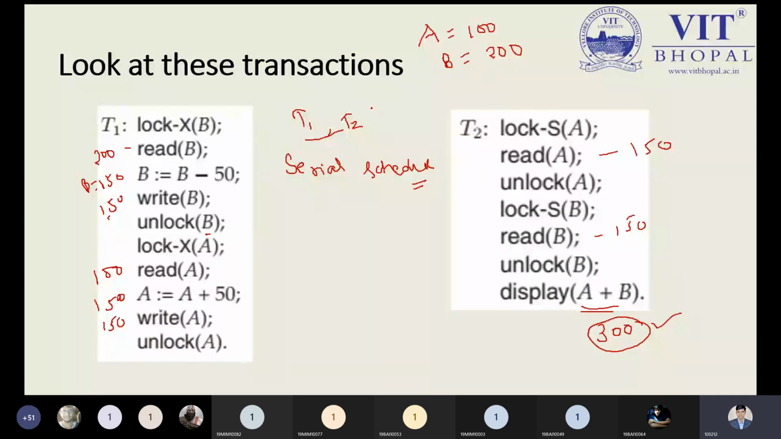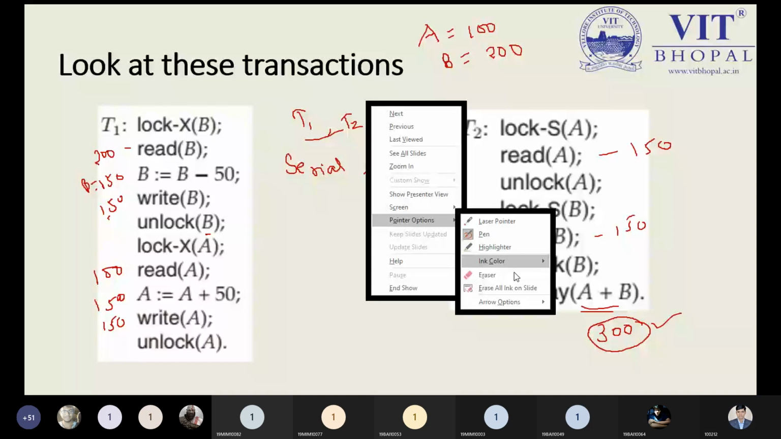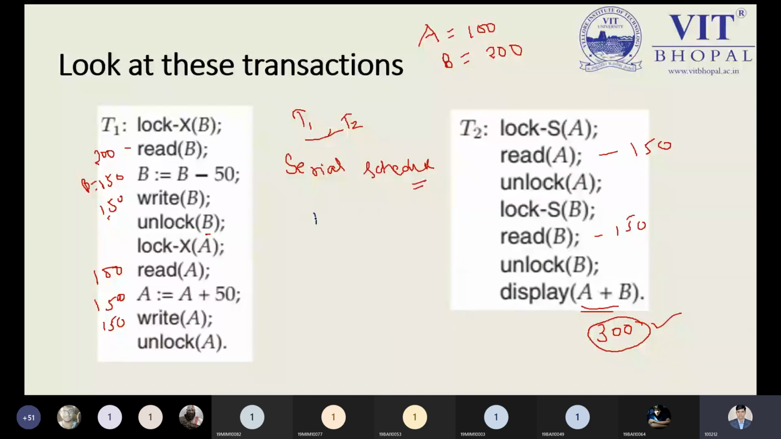Instead of doing so, if I'm writing something like this, now if I'm using first transaction T2 and then transaction T1, tell me what would be the output of A plus B. Again, we have a serial schedule, because transactions T2 and T1 consist of subsets of the task. First we are executing T2 and then executing T1. Now tell me what would be the output.